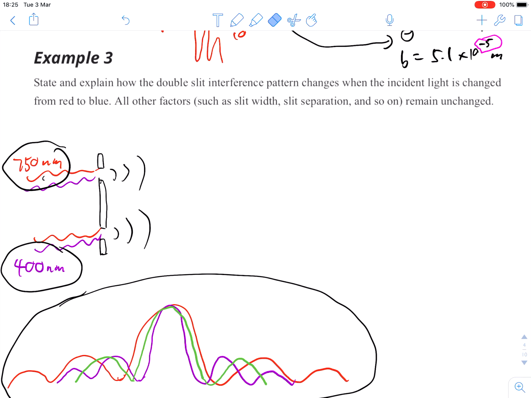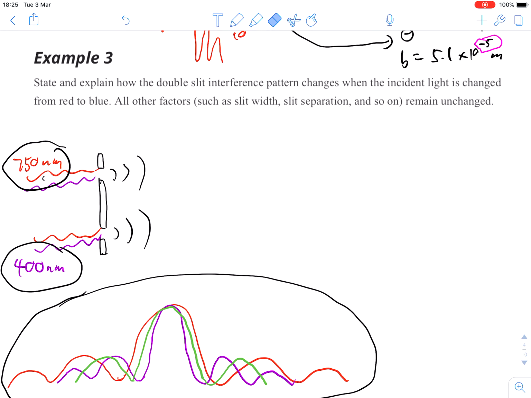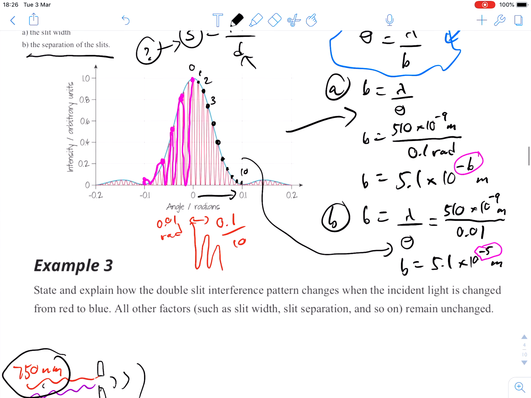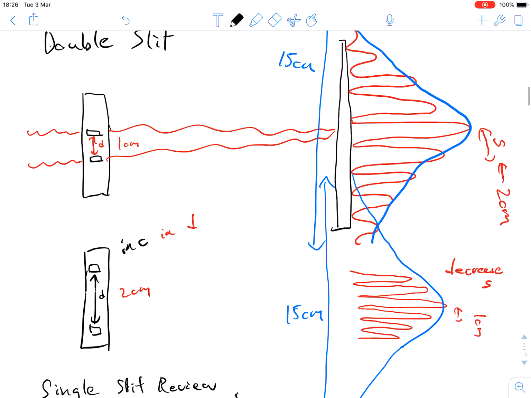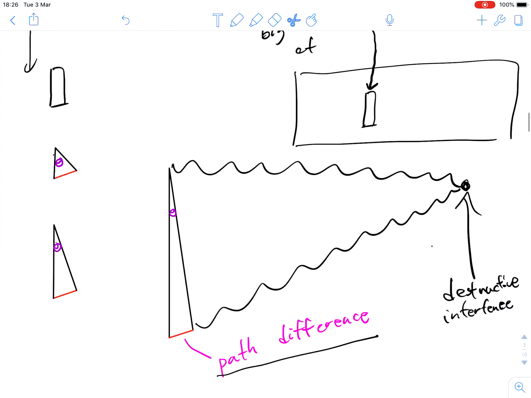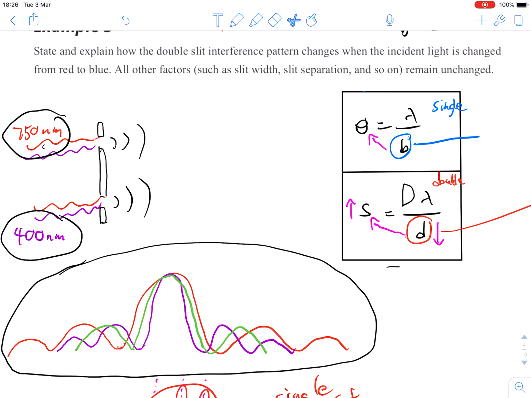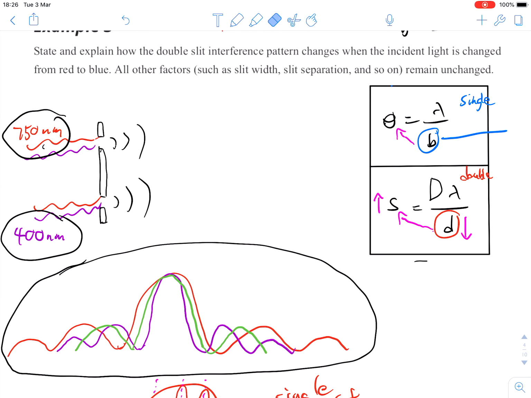Okay, example number 3. This is interesting because the color of the light will actually affect both patterns, the single slit and the double slit interference pattern. And the reasoning for that is, let me just see if I can find that big chunk a little bit earlier. So I'm just going to copy this and move it over here. Okay, let me clean this up a little bit.